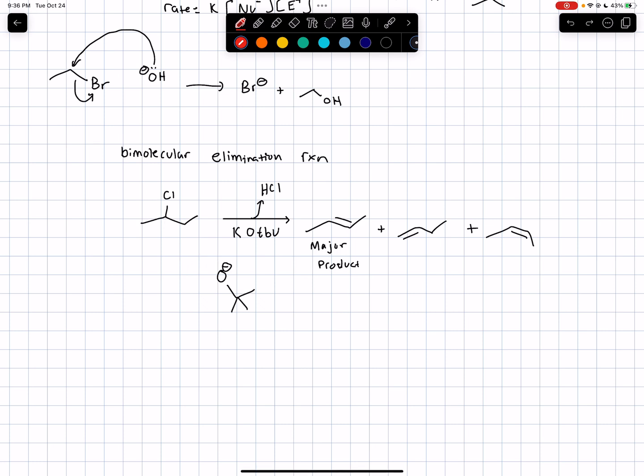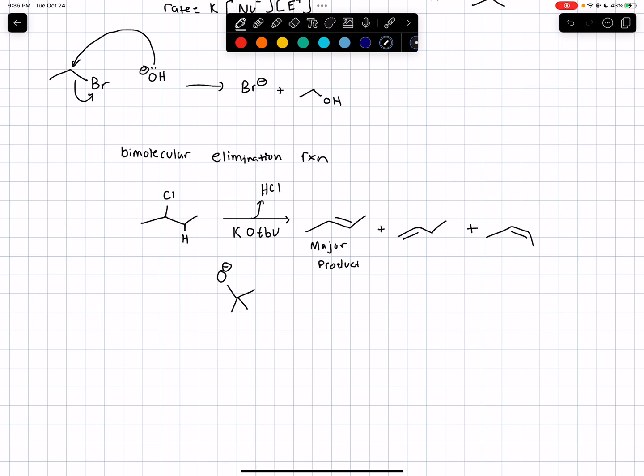But instead, when you use something like tert-butoxide, you're not going to get substitution, you actually get elimination. So what is an elimination reaction? What are the requirements? So the first requirement is obviously you need to have a good leaving group, right?